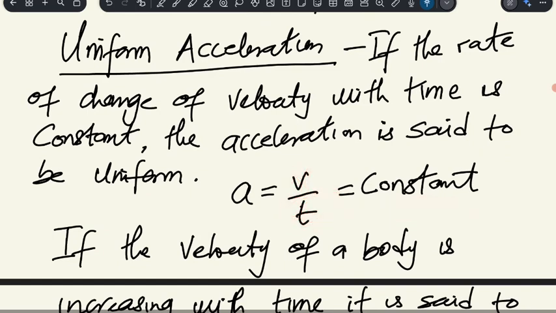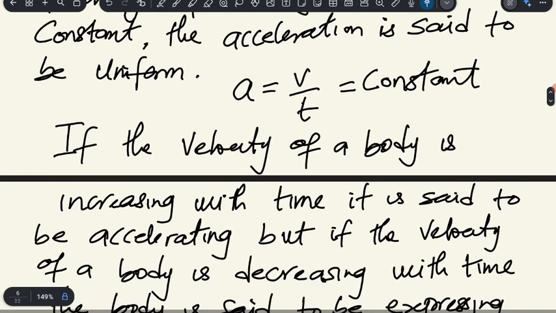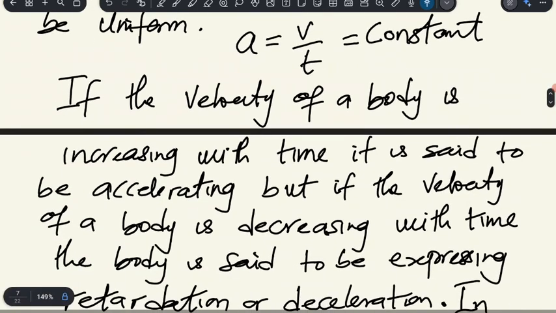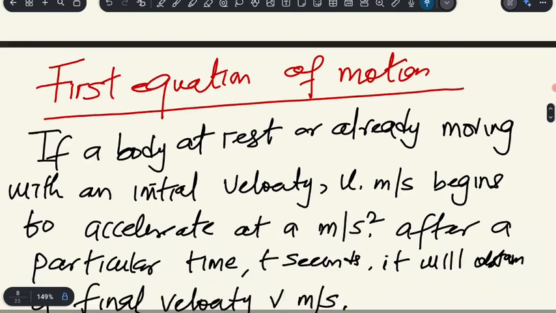If the velocity of the body is increasing with time, it's said to be accelerating. But if the velocity of the body is decreasing with time, the body is said to be experiencing retardation or deceleration. In this case, acceleration is negative. So now we are going to the equations of motion. Let's go to the first equation of motion.